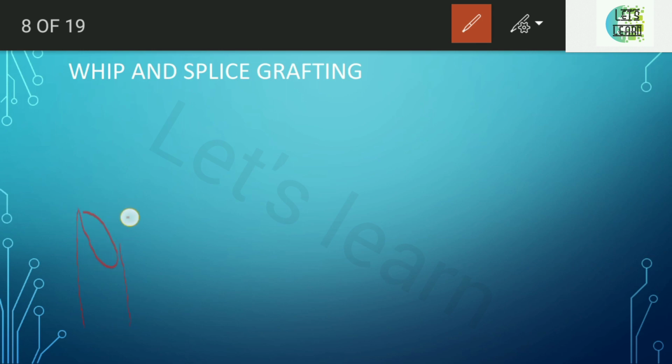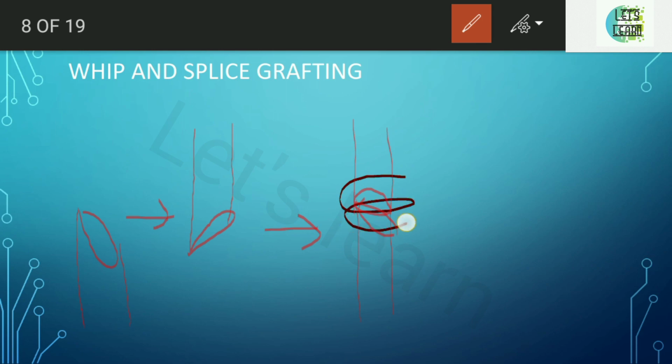The same slanting cut should be given on the scion, and this too should be covered with a polythene strip. Tightly it should be bound with the polythene strip. After 3 to 4 months, you can see a bud formation from the scion.